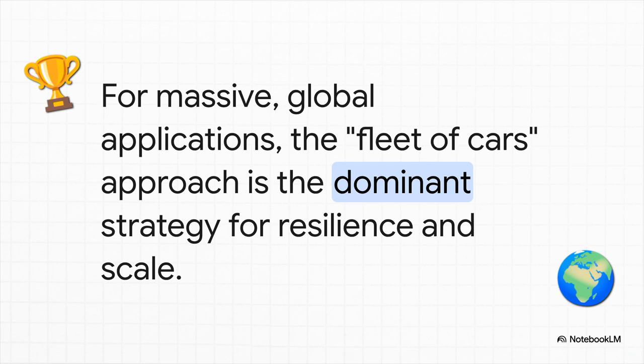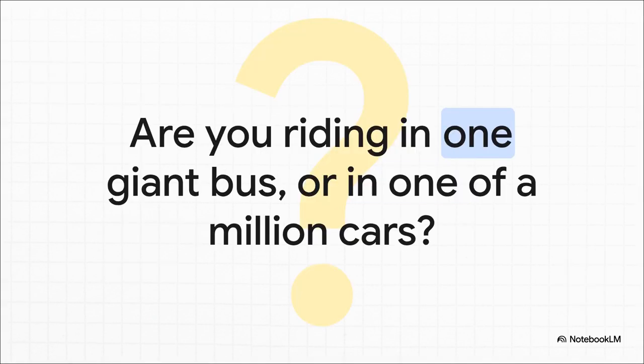Now, in the real world, most large systems are actually a hybrid. They might use a few very powerful vertically scaled buses for really specialized tasks, like a core database. But the overall architecture, the thing that gives you resilience and massive scale, is overwhelmingly horizontal. And that leaves us with a final thought. The next time you open a global app on your phone, just think about the infrastructure humming away behind it. Are you a passenger on one impossibly large bus, just hoping it never breaks down? Or are you being seamlessly directed to just one car in a fleet of millions? Now you know the answer.